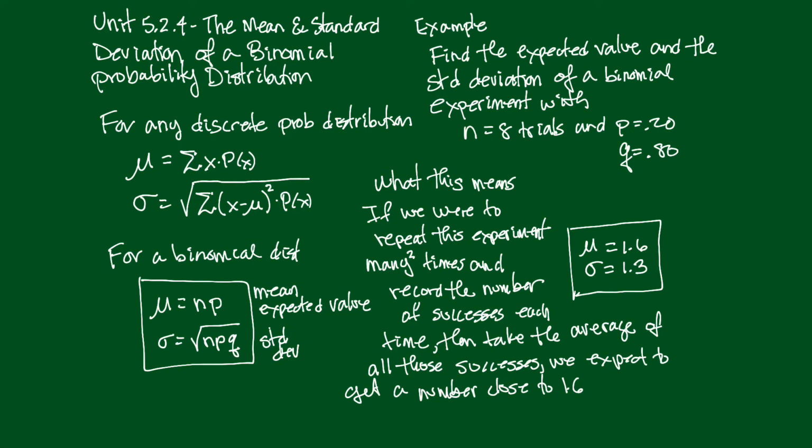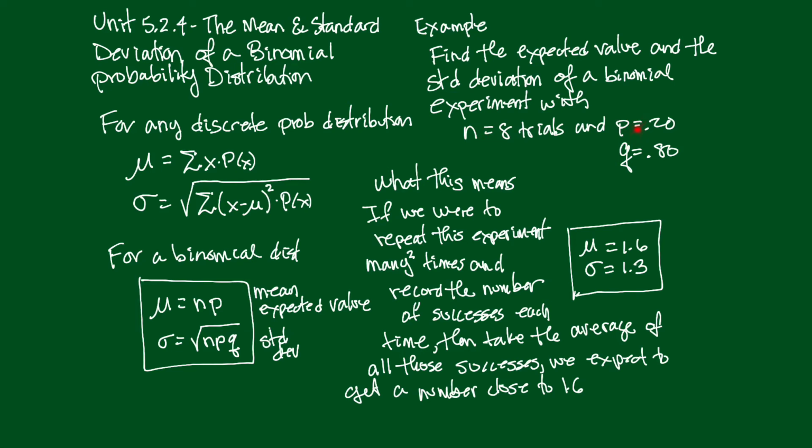Okay, so we've got these values, 1.6 and 1.3. What does this mean? This is the expected value. So I wrote it here. It says, here's what this means. If we were to repeat this experiment many times, either we do it ourselves or maybe we have lots of people in different places doing it. What's the experiment? Well, we don't know exactly what this experiment is, but there are 8 trials. So we take 8 trials at this percentage of success.